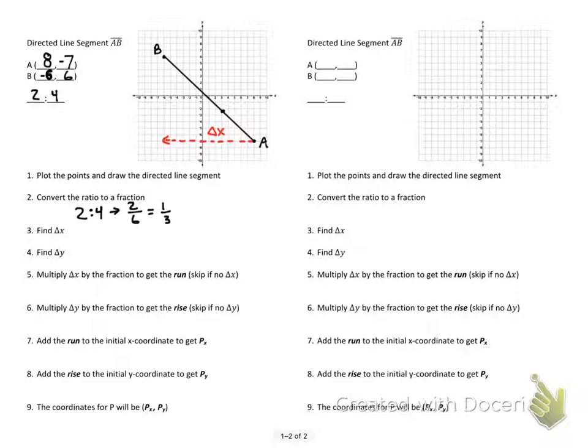What is it going to be? Well, the one thing we have to keep in mind is if it's positive or negative. So what would we call this? Negative 14.